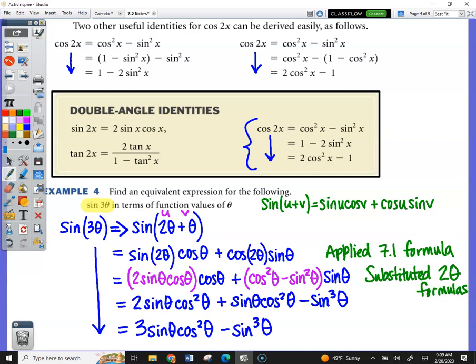You applied the 7-1 formula when you just kind of stretched out 3 theta into 2 theta plus 1 theta. Then you applied the double angle formulas, and then you just cleaned it up. Okay? There's one of those on the test. Just one. Alright.